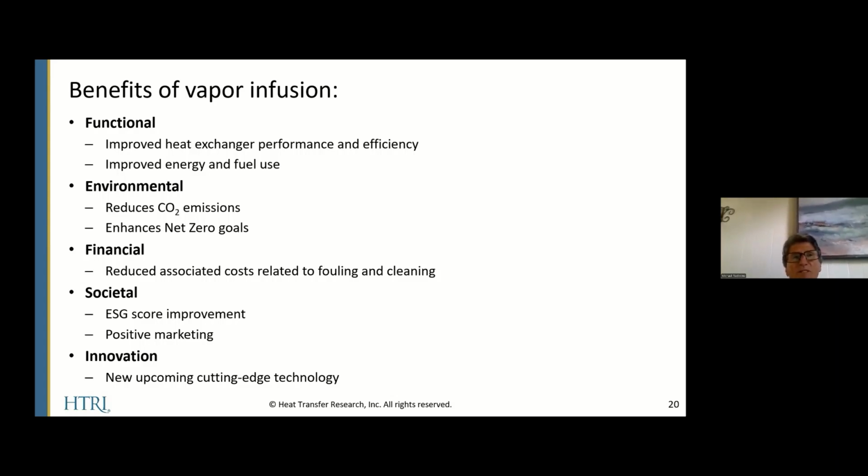From an environmental standpoint, it'll help to reduce CO2 emissions by reducing the energy need by cooling water pumps. This will enhance facilities' net zero goals. There's, of course, a number of financial costs that are associated with fouling. And from a societal standpoint, being able to reduce an ESG score and having a positive marketing from being able to show that you're attempting to reduce overall environmental impact, that is all very important in terms of being able to help in reducing overall environmental impact.